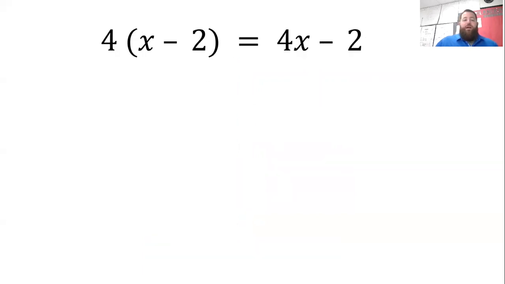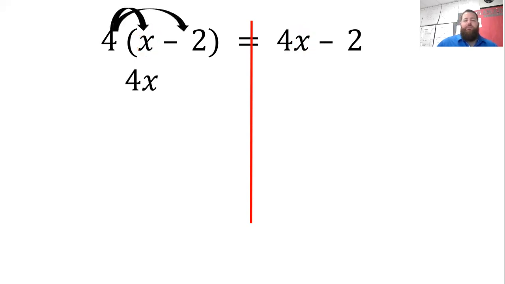So now I have 4 times x minus 2 equals 4x minus 2. Draw your line, identify your variables. Step 3 says if you have parentheses, you have to distribute. So let's distribute the 4 times x, and the 4 times -2 is -8. So I have 4x minus 8, and I have equaling, and I bring down 4x minus 2.